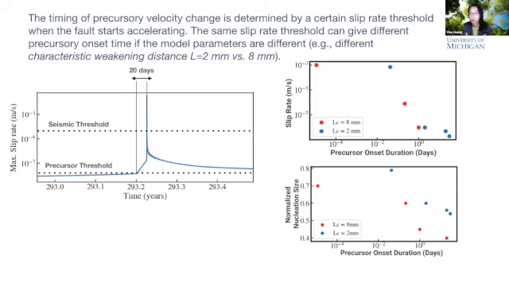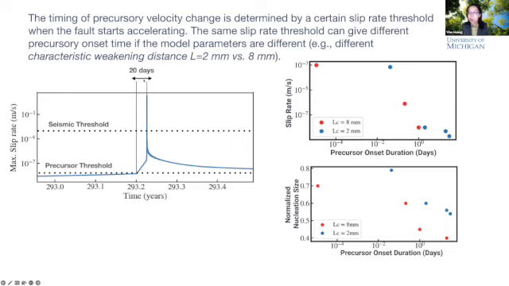So here, just to give you some more details about the numerical part of this simulation, the timing of the precursory velocity change is solely determined by the slip rate threshold when the fault starts accelerating. For example, here, we prescribe a precursory velocity change of 0.5% once the maximum slip rate is 10 to the minus 8 meters per second. And after that, the earthquake occurs 20 days after the precursory onset. So the precursory onset duration here is 20 days.